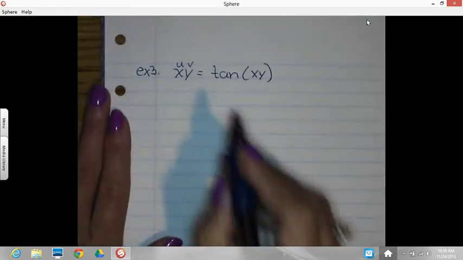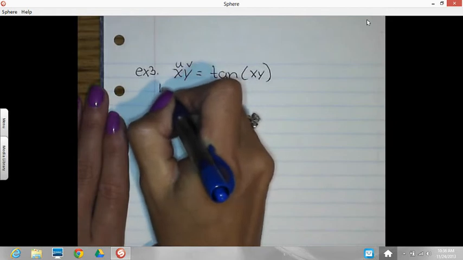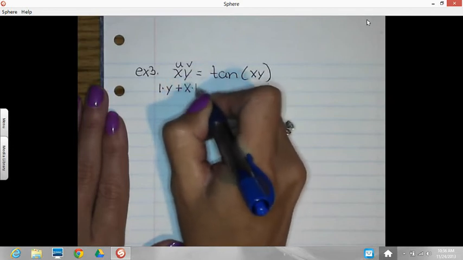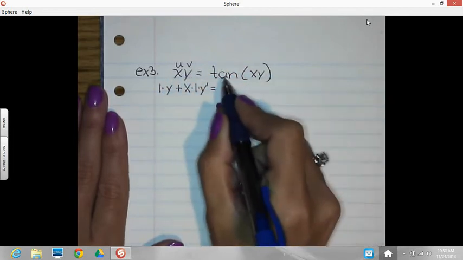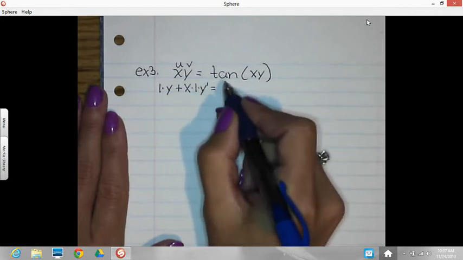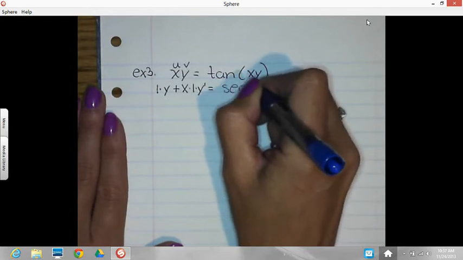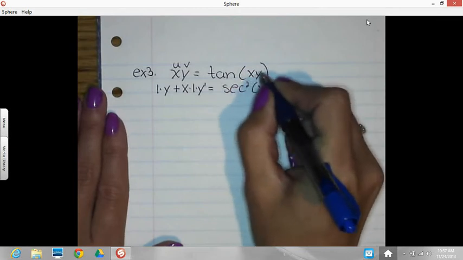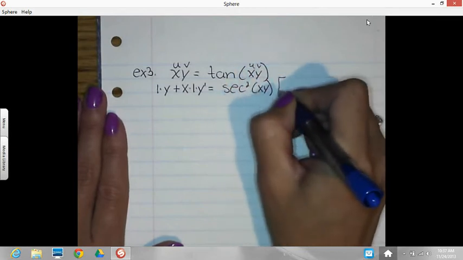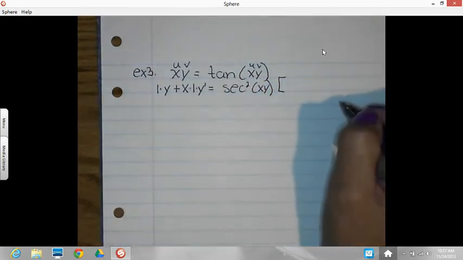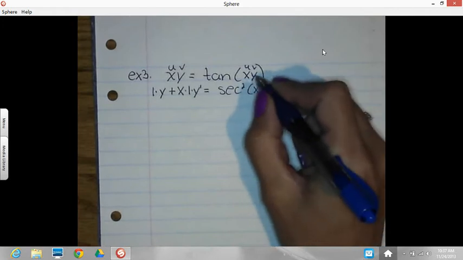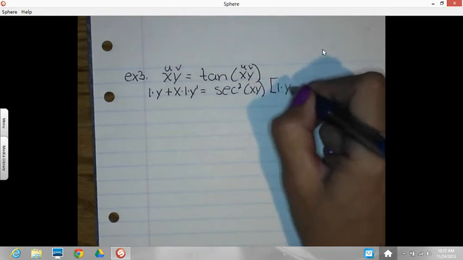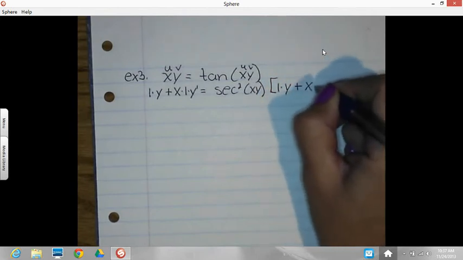So derivative of x is 1 times the y plus keep the x. Derivative of y is 1 times y prime. On the right, the outside function is the trig function. Tangent's derivative is secant squared. Keep the angle the same. Times the derivative of the angle, which is a product rule. Your u and your v again, so you need brackets here because there's going to be two parts to the derivative. So x times, oh, it's the same derivative I got over here, but we'll go through it. Derivative of x is 1 times the y plus x times derivative of y is 1 times the y prime.